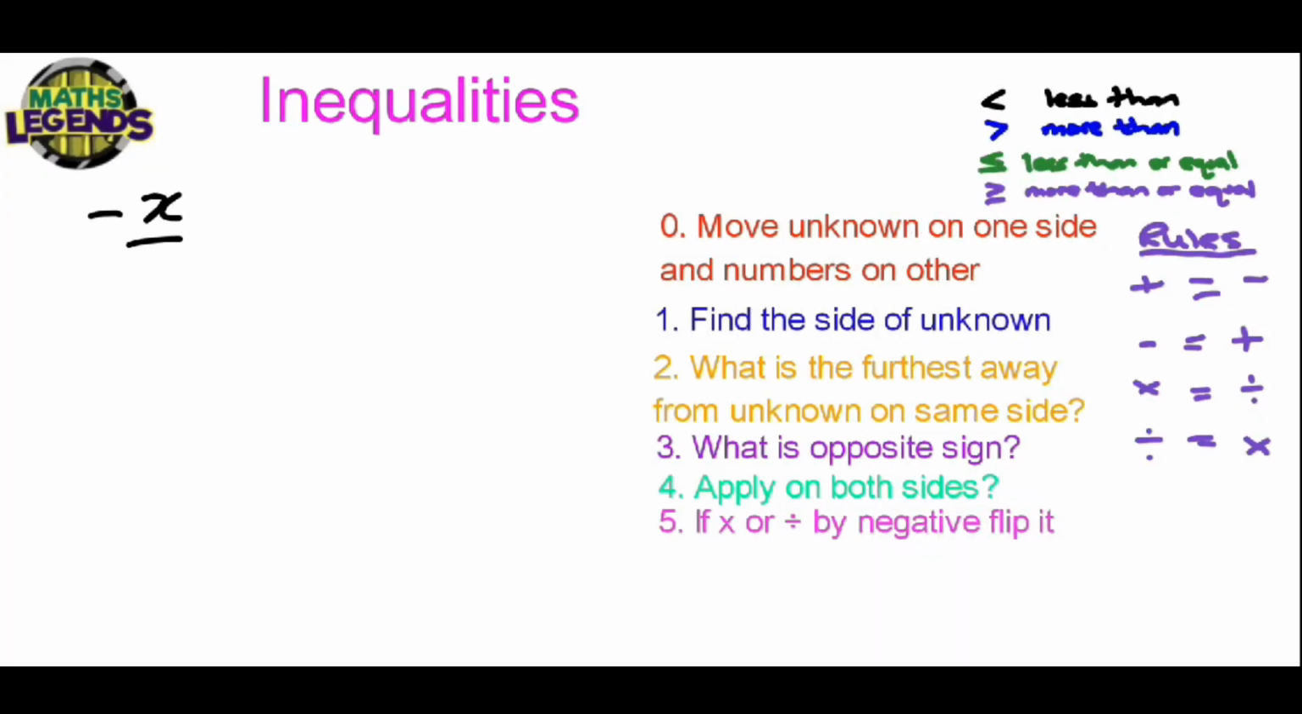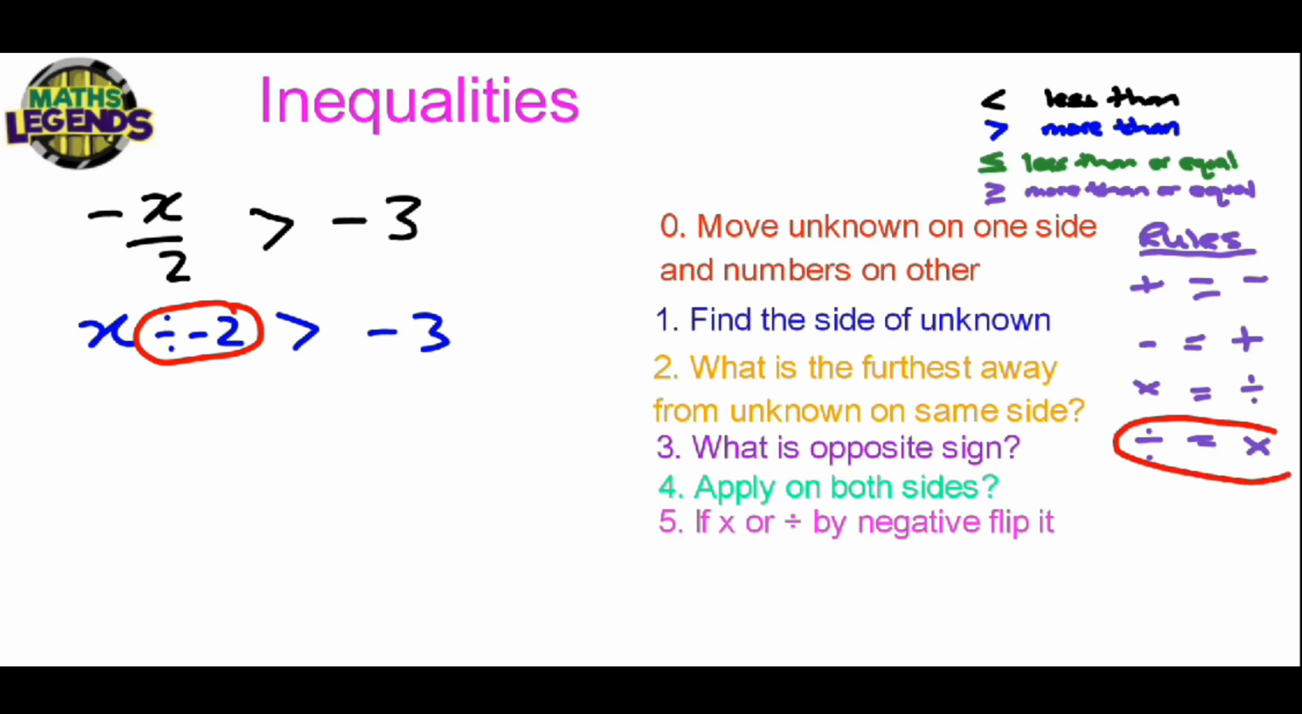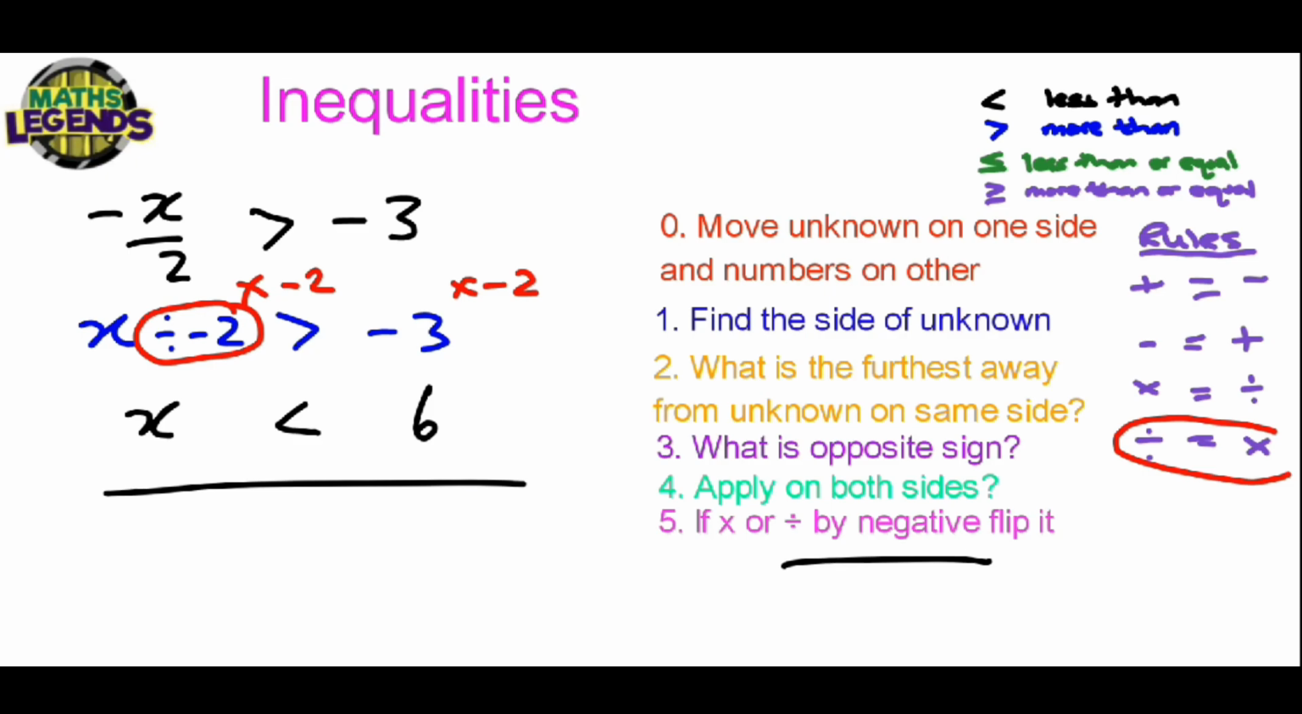Minus x over 2 greater than minus 3. So we can rewrite this as x divided by minus 2, just the way we did in the previous example, greater than minus 3. Now to get rid of this minus 2, we would need to multiply using this rule, and we simplify. So minus 2 divided by minus 2 is 1, so this is just x. Now we divide by a negative, the minus 2, so we have to flip the sign, and minus 3 times minus 2, so 3 times 2 is 6, and the minus minus makes a plus. So the answer is x is less than 6.